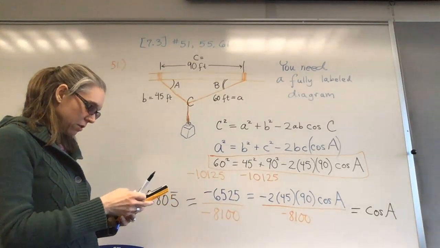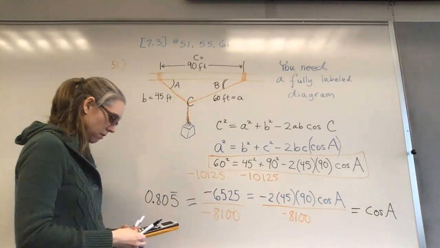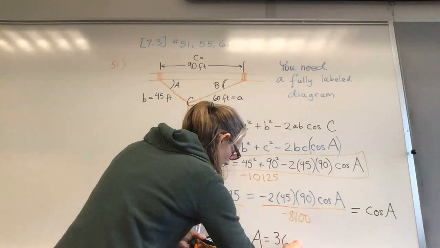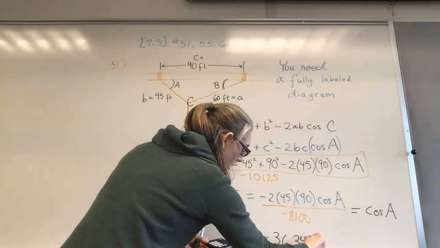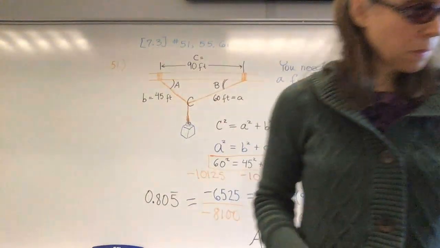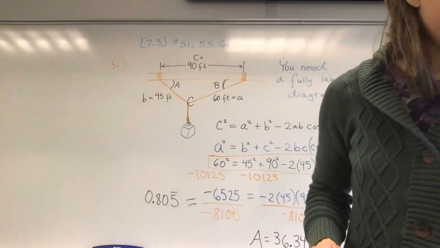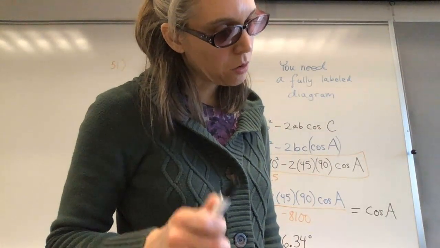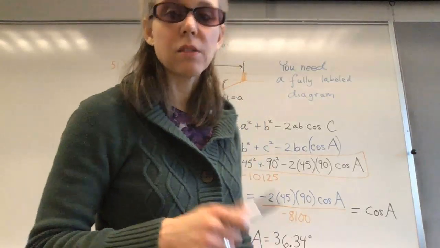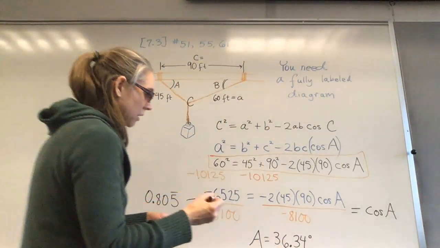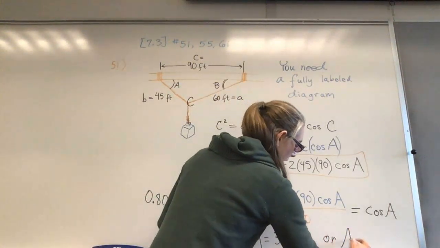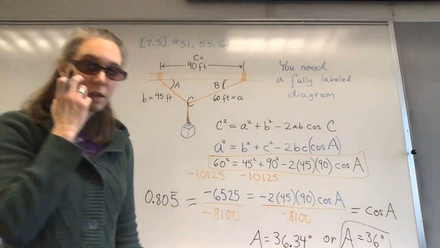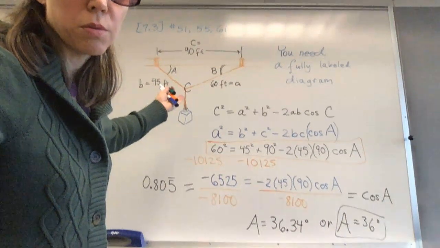Okay, now we take the inverse cosine of this answer right here, and we get that angle A is equal to 36.34 degrees. I'm just looking real quick at the book. The book rounded to the nearest whole angle, probably because of significant digits. So for significant digits, I would say that A then is 36 degrees because all the other numbers are only to 2 places.